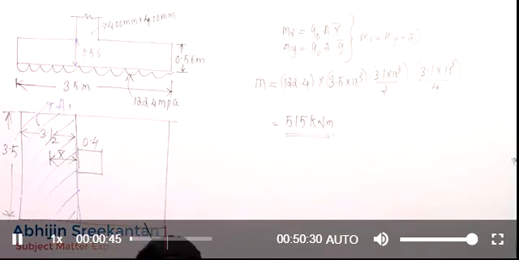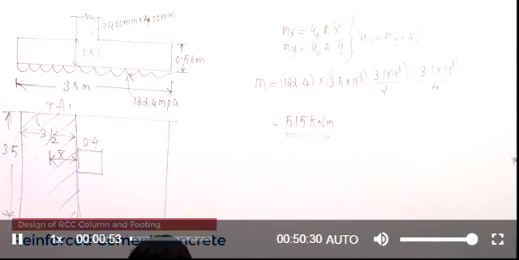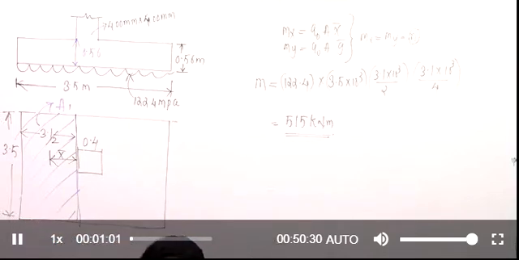An RCC square footing of 2 meter size and uniform effective depth of 200 mm is provided with a square column of size 300 mm by 300 mm.